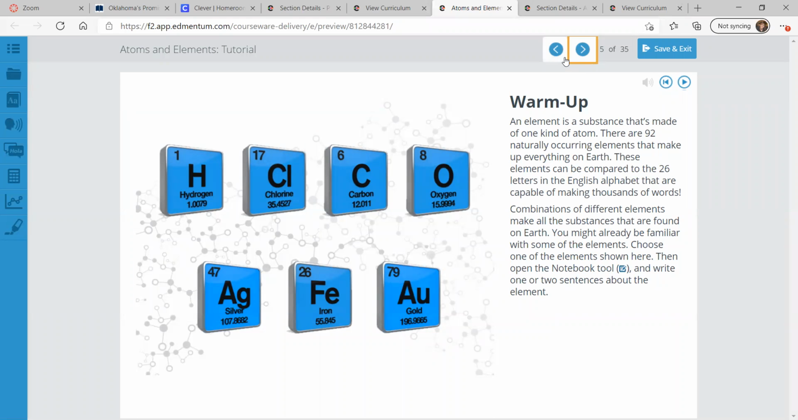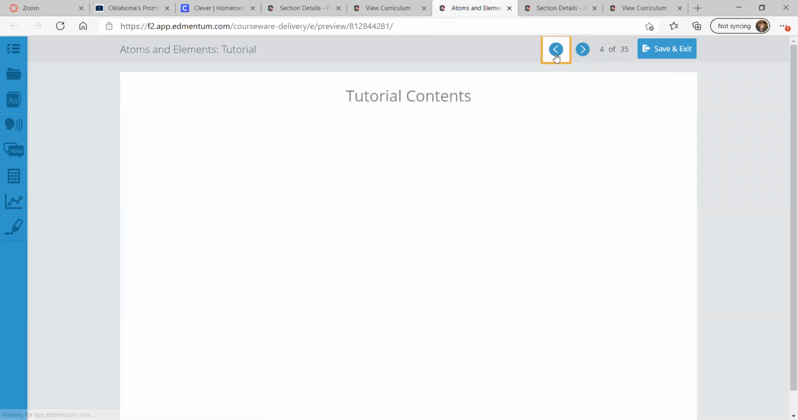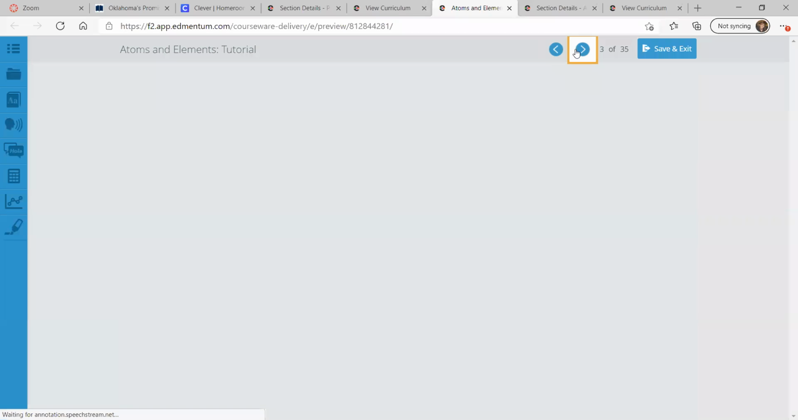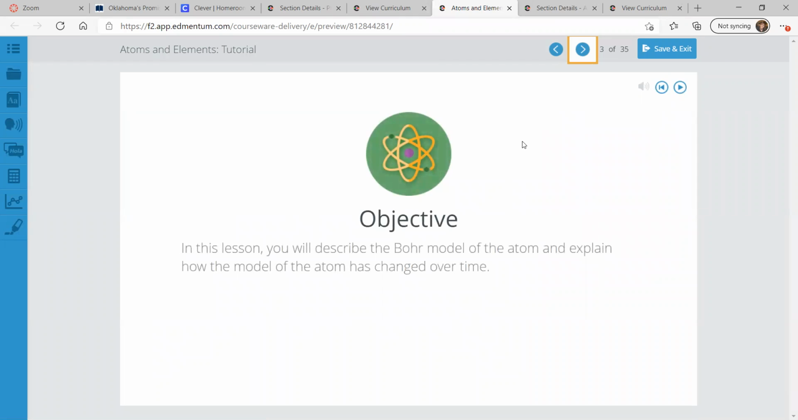Hey, it's Mr. Shrum, and today we're going to look at atoms and elements. And the objective here is to describe the Bohr model of the atom, if you recall that from our previous lesson, and explain how the model of the atom has changed over time in relation to the elements.